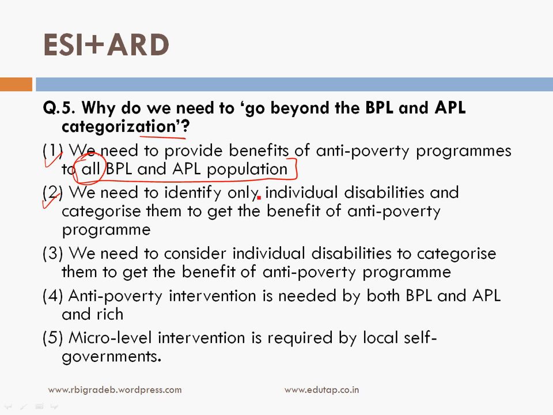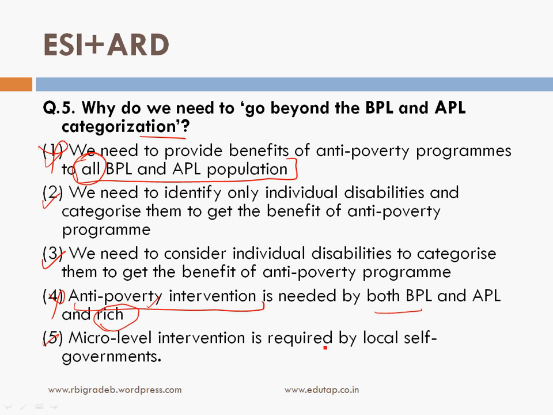We need to identify only individual disabilities and categorize them to get the benefit of anti-poverty program. Let's leave this option for now. This is wrong. We need to consider individual disabilities to categorize them to get the benefit of anti-poverty program. We'll come back to this later. Anti-poverty intervention is needed by both BPL and APL and the rich. No. Do the rich need anti-poverty intervention? No. So this option is again wrong.